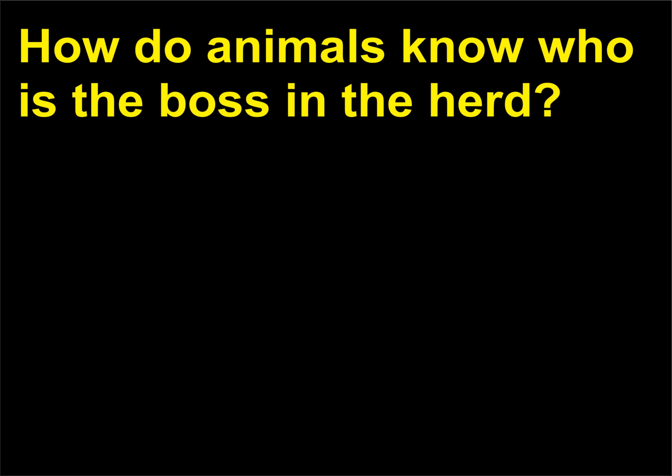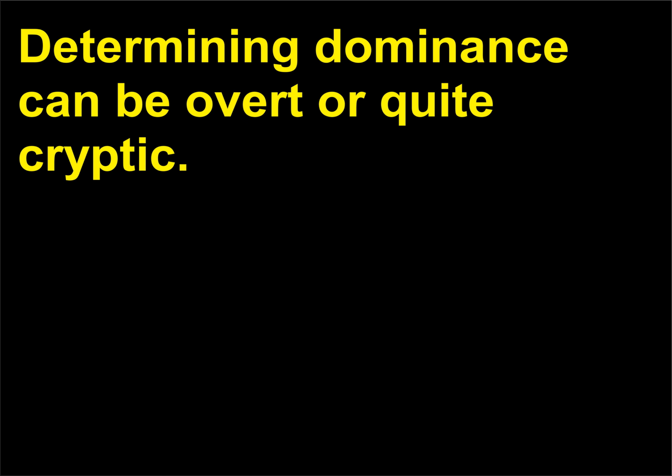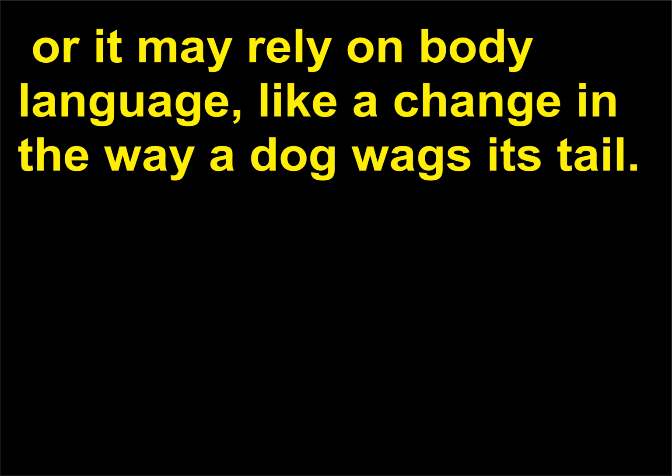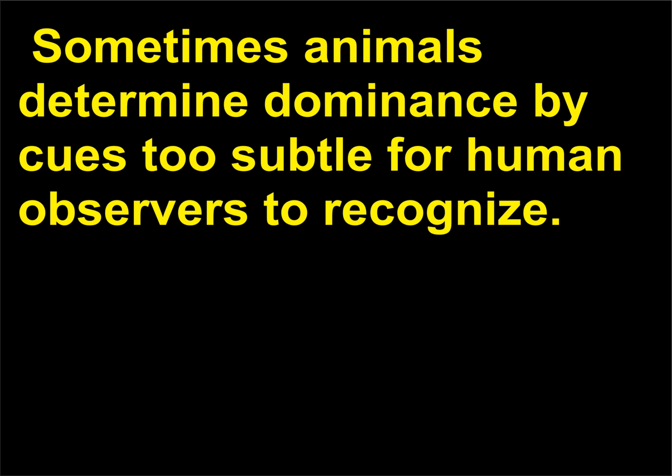How do animals know who is the boss in the herd? Determining dominance can be overt or quite cryptic. It may involve a physical challenge and some kind of stylized fighting. Or it may rely on body language, like a change in the way a dog wags its tail. Sometimes animals determine dominance by cues too subtle for human observers to recognize.